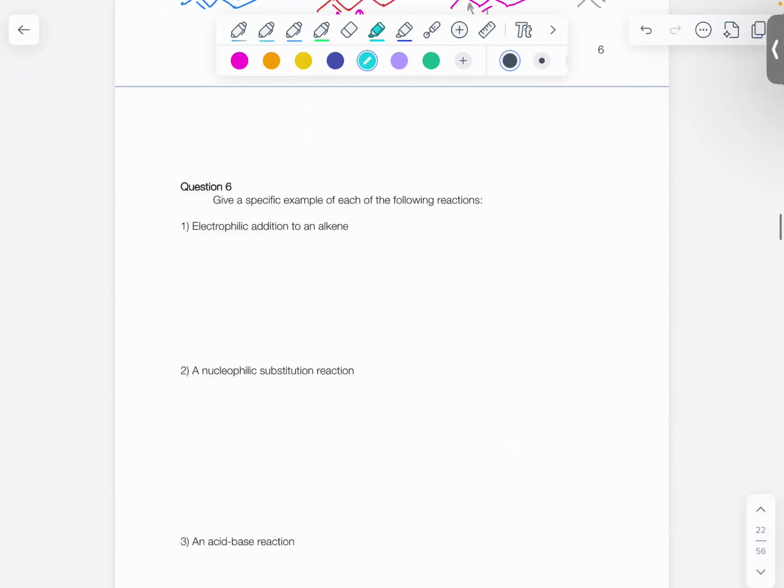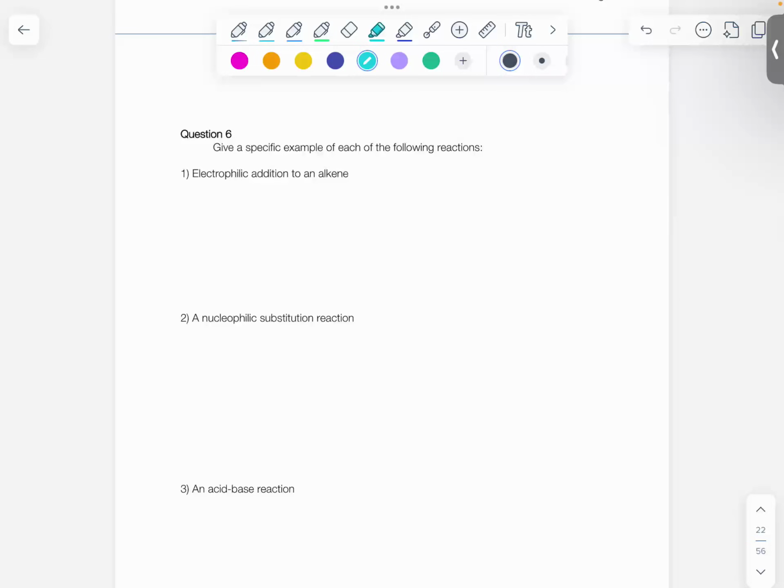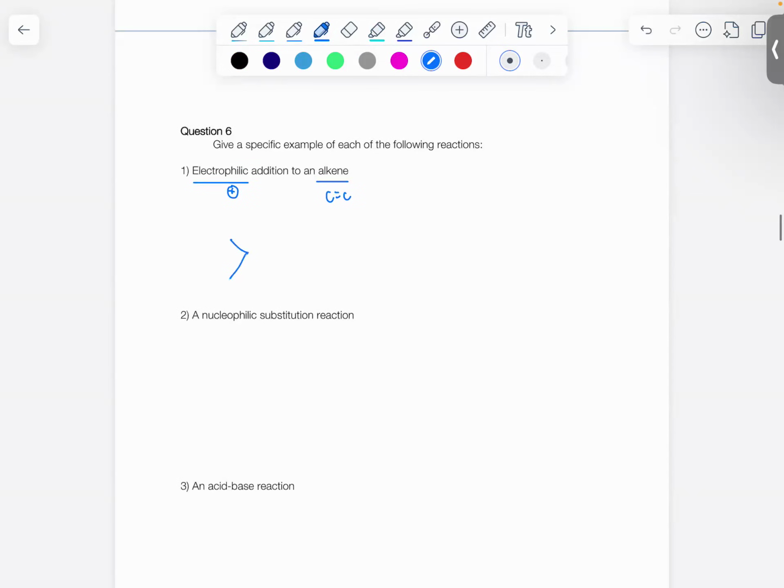So next we have a question looking for examples of some of the reactions that we have learned so far in class. So electrophilic, so we need something like a cation of some kind. And an alkene, we know that's a C double bond to a C. So we're doing it to an alkene.